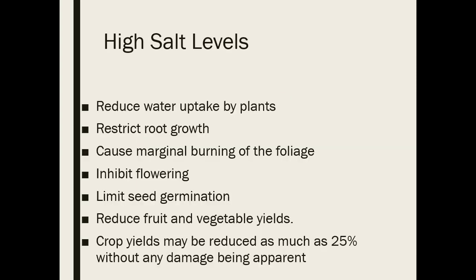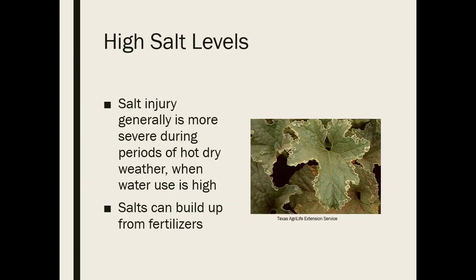You may also have high salt levels, so that's going to reduce water uptake by plants, restrict your root growth, cause marginal burning, inhibit flowering, limit seed germination, reduce fruit and vegetable yields, and actually crop yields may be reduced by as much as 25%, and you may not even know why. So it's usually worse during hot, dry weather when you're using quite a bit of water. It can build up in fertilizers, and you can see the margins here. This is salt injury on the leaves.